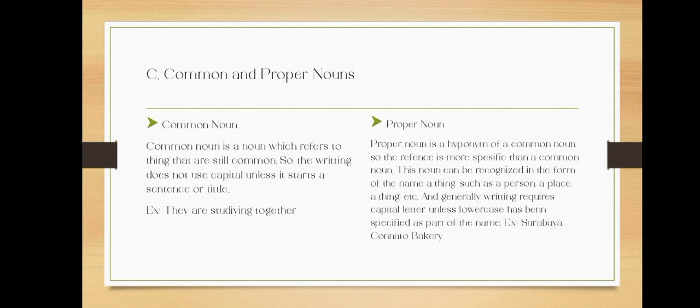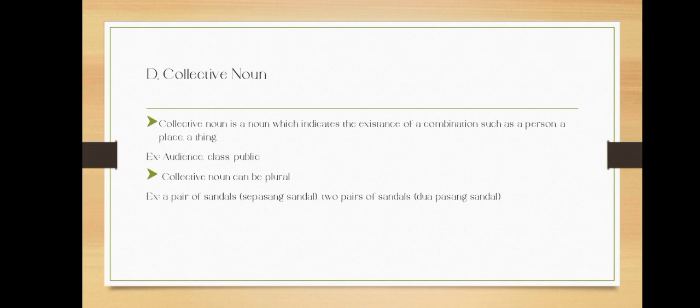And then, proper noun. A proper noun is a hyponym of a common noun. So, the reference is more specific than a common noun. This noun can be recognized in the form of the name of a thing, such as person, thing, place, etc. And generally, writing requires a capital letter unless lowercase has been specified as part of the name. For example, Surabaya, Kanata Bakery, etc.